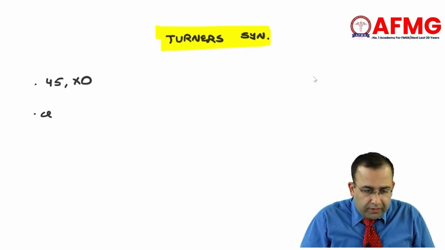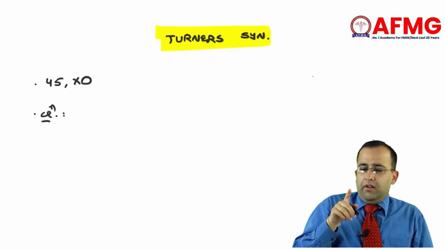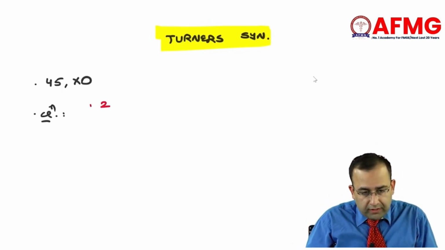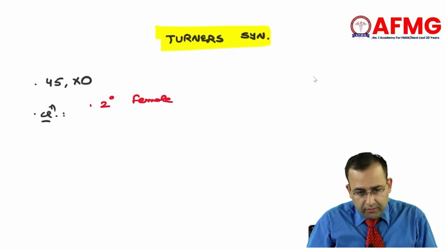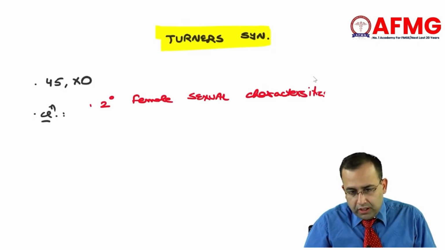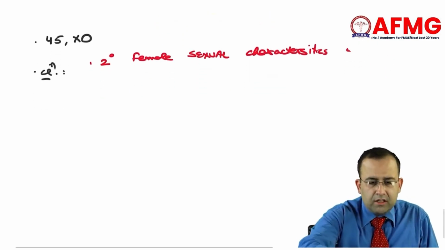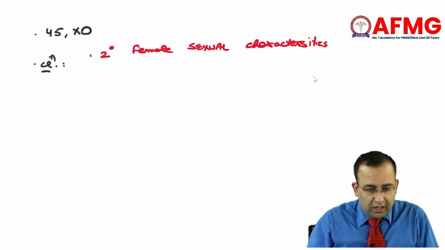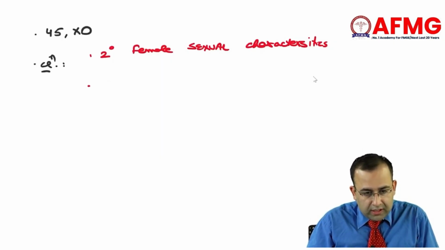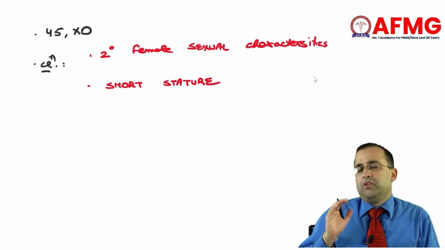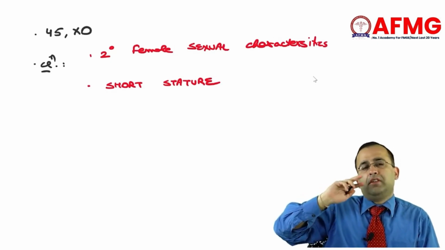So in Turner's, clinically, think of it yourself. Female is XX. Here one X is missing. So as a result, secondary female sexual characteristics are reduced. So very easy and straightforward. Think of your favorite girl and imagine opposite of her. That is Turner's. So the patient has a short stature. It is very straightforward. Because secondary female sexual characteristics are reduced.